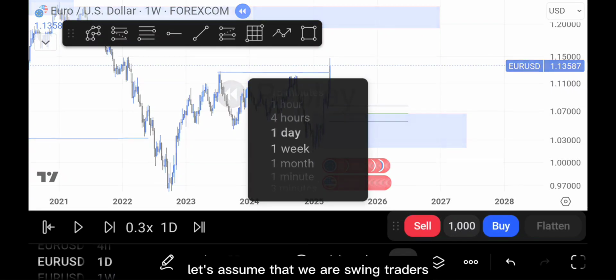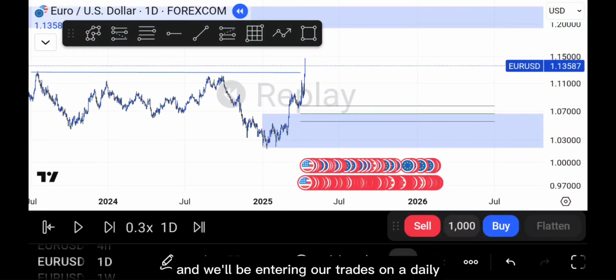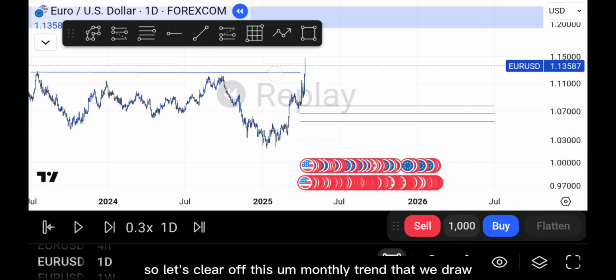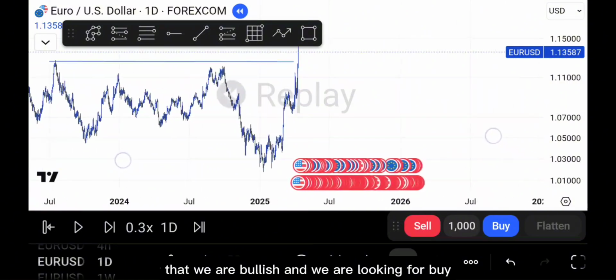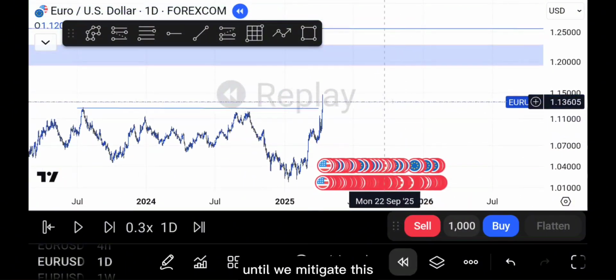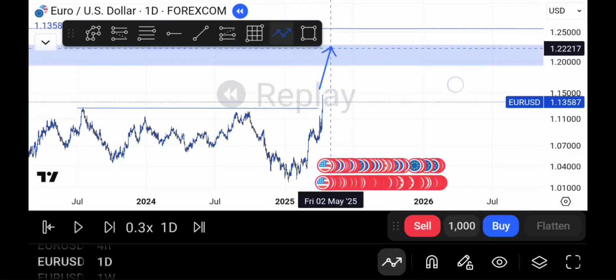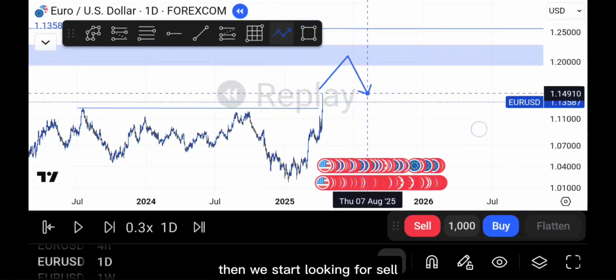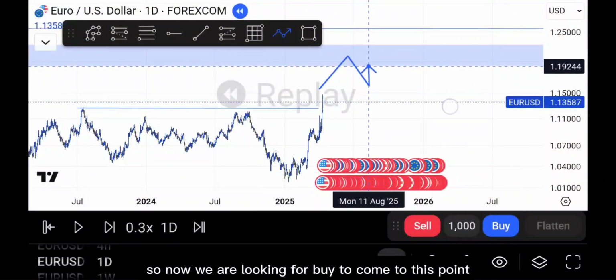Let's assume that we are swing traders and we'll be entering our trades on the daily time frame. So let's clear off this monthly point that we drew, but have it at the back of your mind that we are bullish and we are looking for buys until we mitigate this point here, then we start looking for sells. So now we are looking for buys to come to this point.